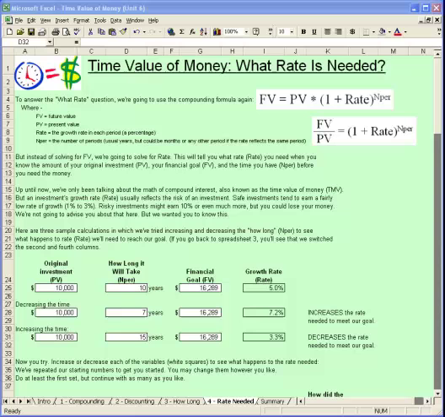This concludes the Rate Needed segment of this lesson. When you are done working with the spreadsheet, please continue with the summary segment of the lesson, where I'll pull everything together and tell you a little bit about coming lessons.